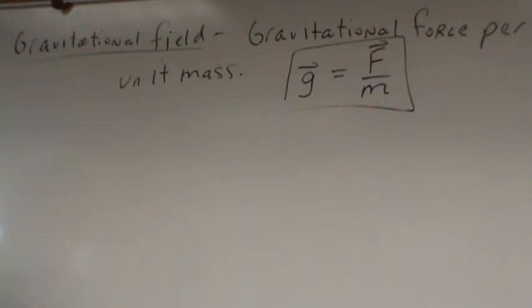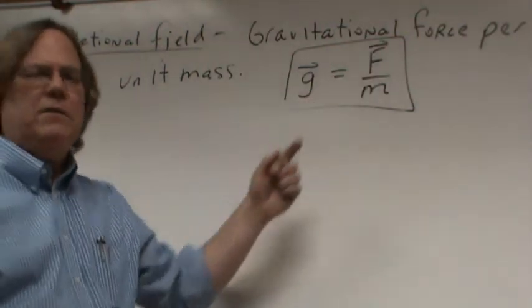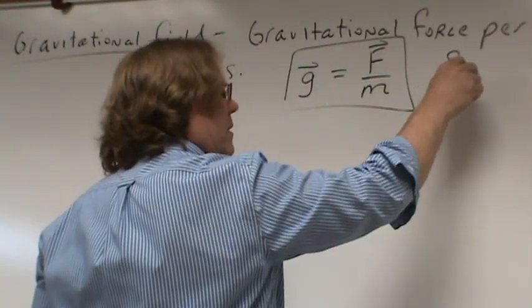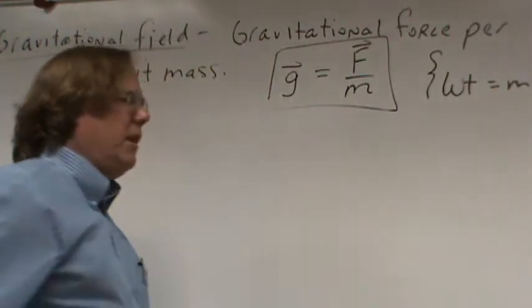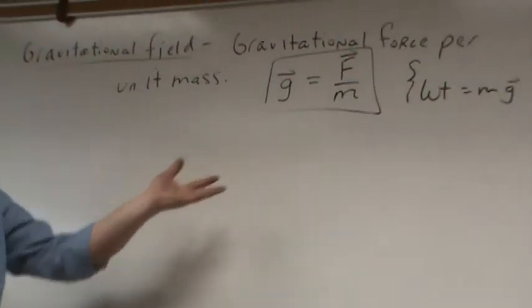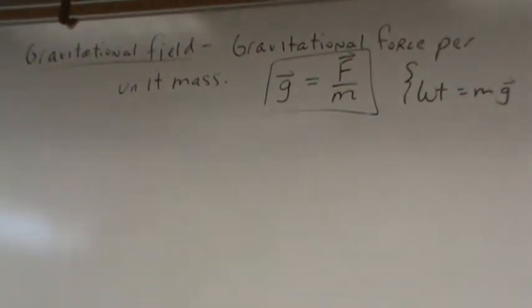Is anyone in their head right now multiplying both sides by m? Because if you multiply both sides by m, and you think of gravitational force as weight, well, what are you getting when you do that? Yeah, weight equals mg. So I just want to tell you again, gravitational field is no different than acceleration of gravity. It's the same darn thing.